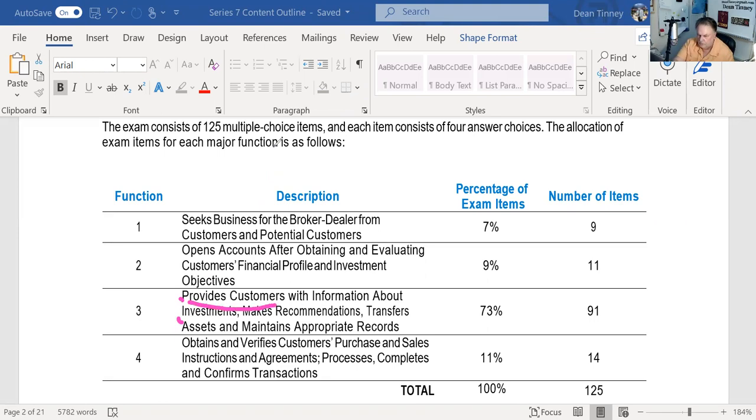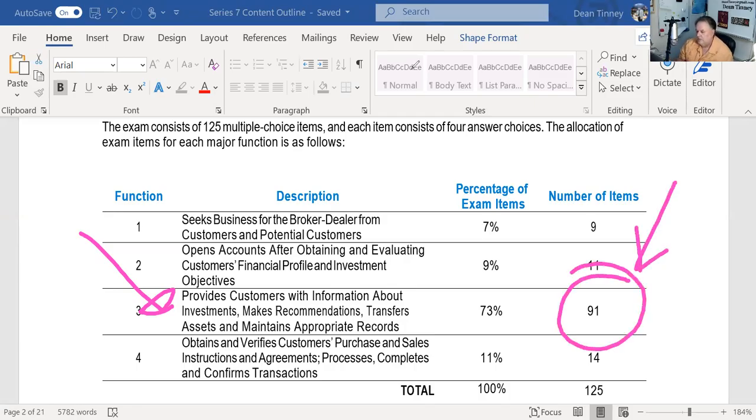That's huge. By the way, that's what customers expect a broker can do, right? They expect that I can give them basic product information. Nobody expects you to be a guru, but we do expect you have a general understanding of investments, right? That is, makes recommendations. The biggest part of those 91 questions is right there. Transfers assets, not a big deal. Maintains appropriate records, not a big deal, but that's 91 performance opportunities. Wow. That's where we want to spend most of our time.